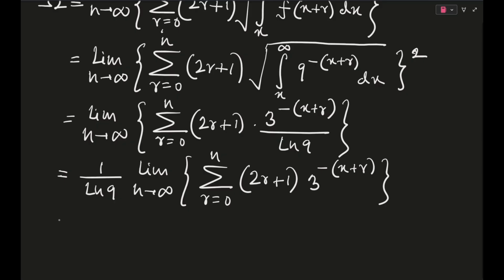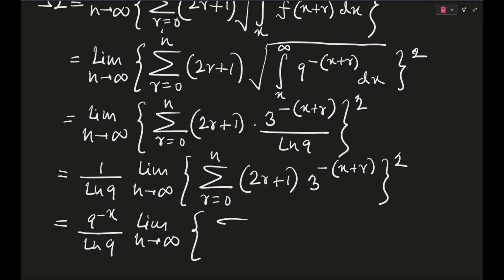And if I want to evaluate this a little bit, manipulate, because 3 power minus x, I don't think it has anything to do with this thing. So okay, there's a square also here, so what we can do is we can take it out. So 9 power minus x by ln 9, and this thing will actually become limit n tending to infinity, and your final expression is sigma r equals 0 to n, 2r plus 1 by 3 power r whole squared. Okay, I guess this will be your expression.